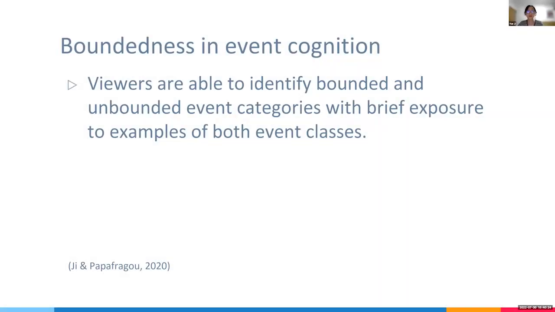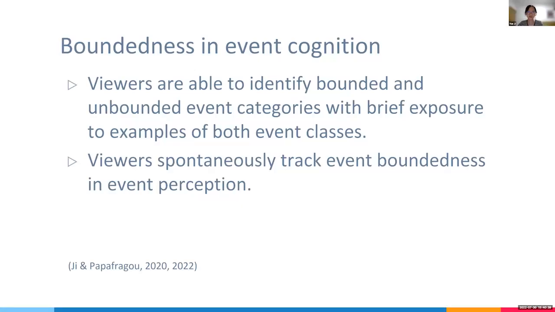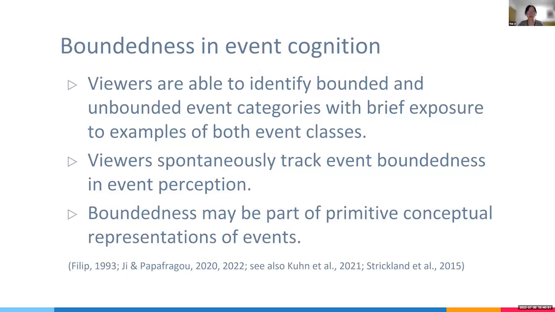So in one of our previous studies, we found that people are able to form bounded and unbounded event categories after a brief exposure to examples of event classes. And also in a more recent study, we found when observing unfolding events, people spontaneously track event boundedness. Together with evidence from other studies, boundedness could be part of the primitive conceptual representations of events.